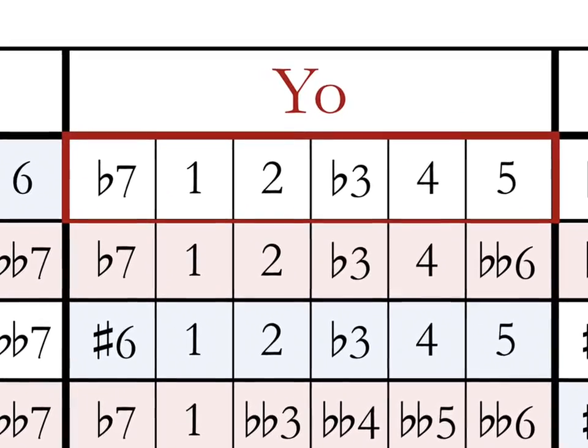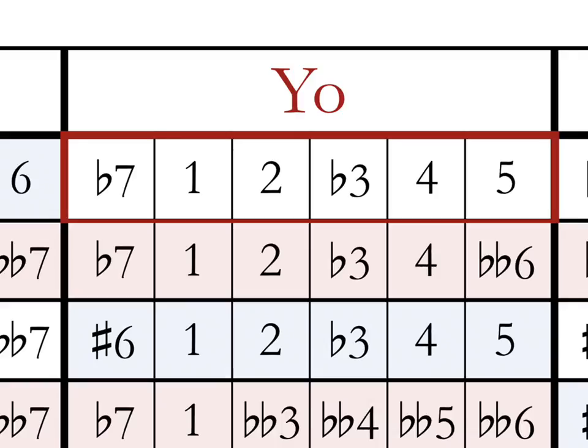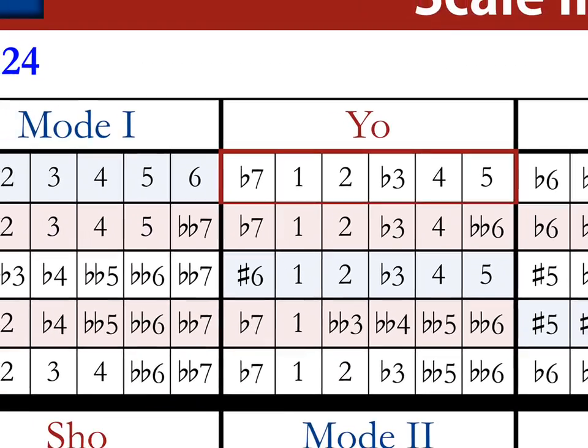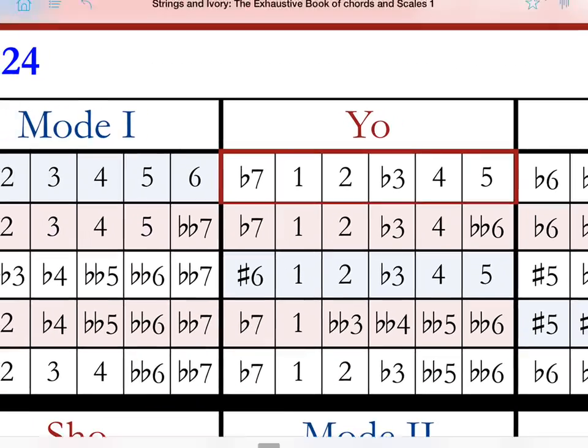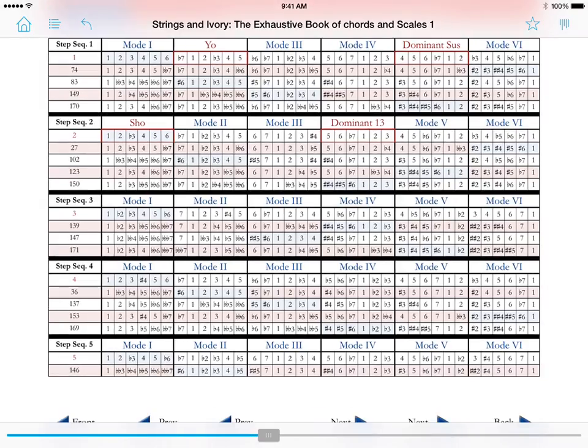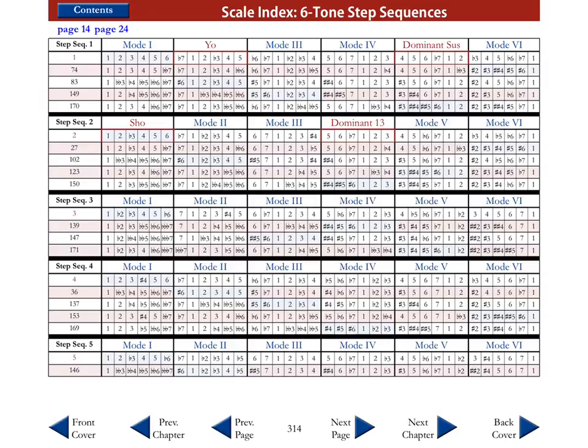If you see a red box, that is the typical intervallic formula typically used for that scale. And seeing multiple scale systems within a step sequence is just enharmonically the same.